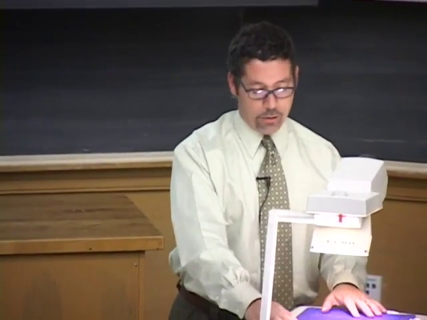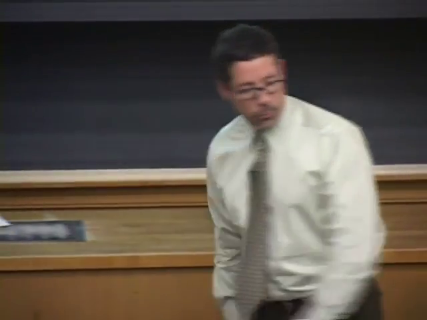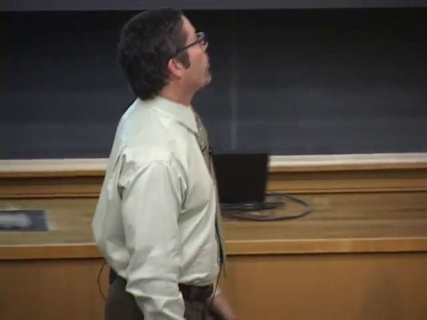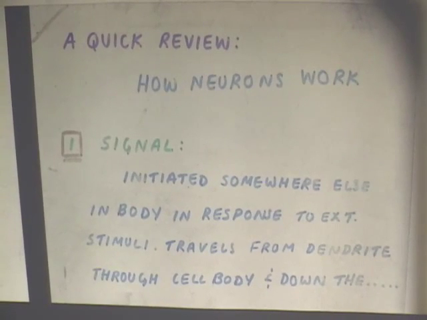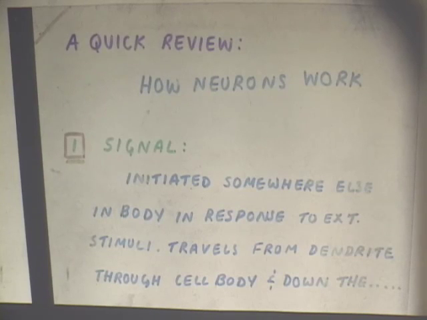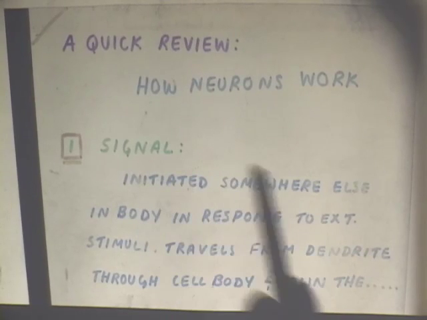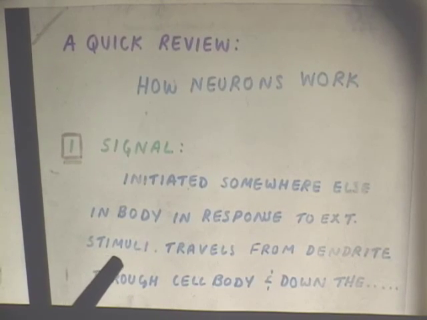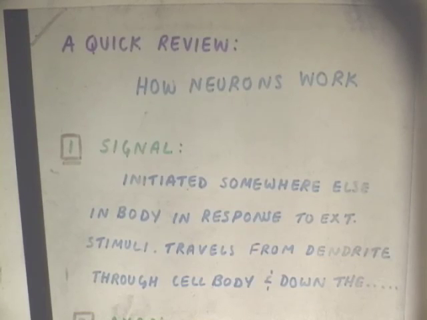We talked about neurons and how they work, and we said that first you had a signal that was initiated somewhere else in the body. So your fingertips detected something, or there was a chemical on your tongue, or you smelled something, and it stimulated these dendrites that were the sensory receptors. They're somewhere in your body, and as soon as they were stimulated, they started the action potential that was traveling from the dendrite through the cell body. Then it goes down to the axon.